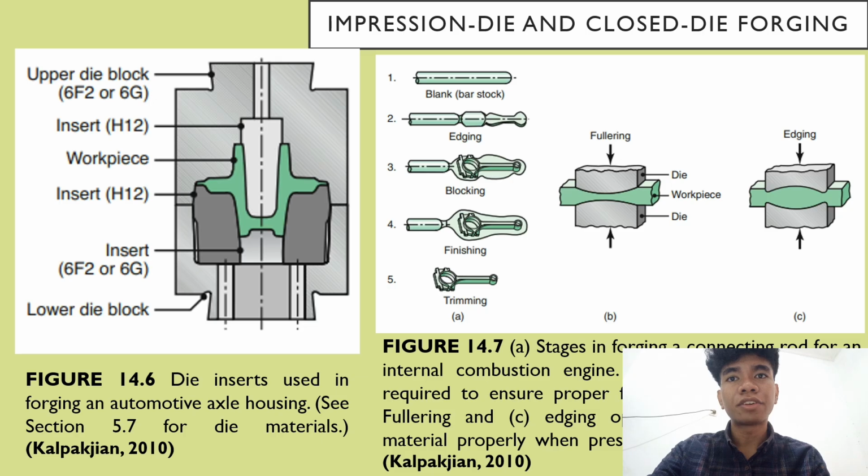Next, Figure 14.6 is an example of a die insert used for forming an automotive axle housing. Inserts improve durability and allow replacement of worn surfaces without changing the entire die. Figure 14.7 shows the forging stages for a connecting rod, including fullering and edging operations to properly distribute the material before final forging.